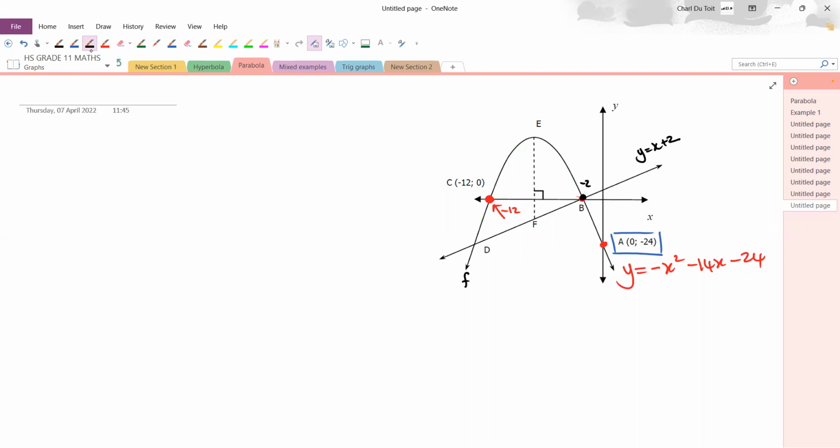Okay, now look at the following. I want to know what the coordinates of D are. How would I get the coordinates of D? First, tell me what is happening at D. Oh, it's a straight line, isn't it? The two graphs intersect. Wherever the two graphs intersect, you can take the two formulas and make them equal to one another. So I can take the straight line, x plus 2, and make it equal to the parabola, which is minus x squared minus 14x minus 24.